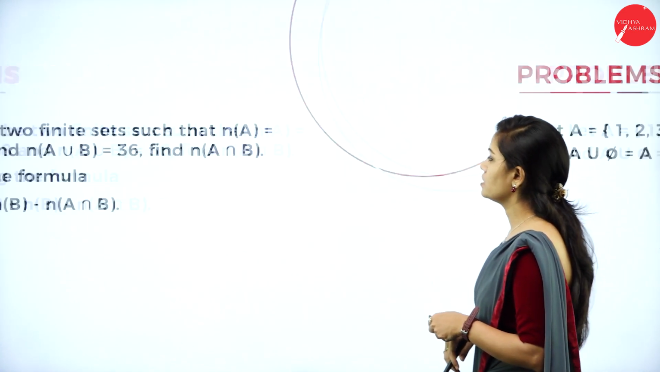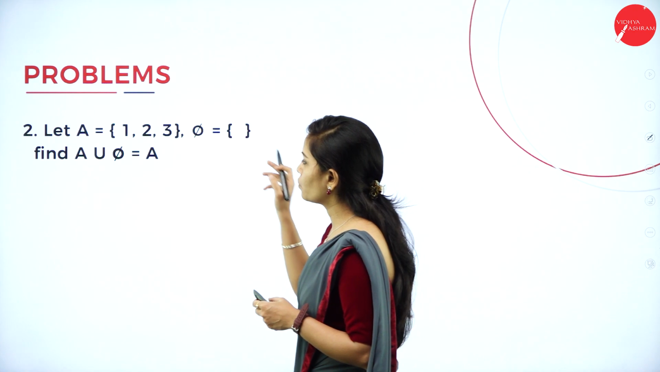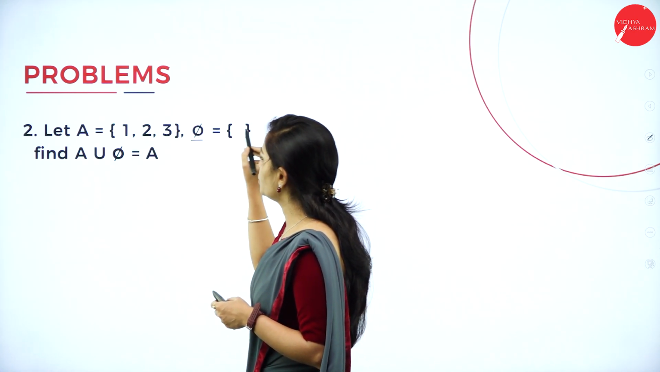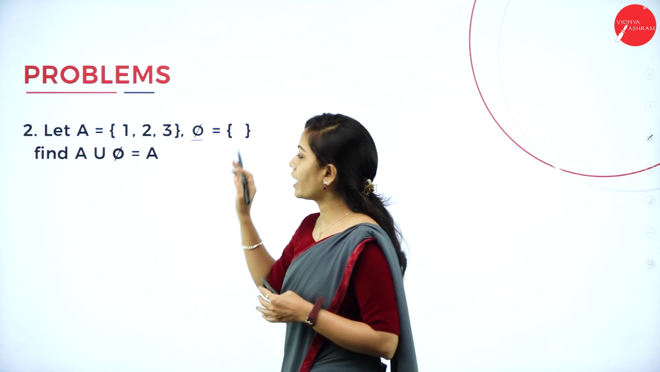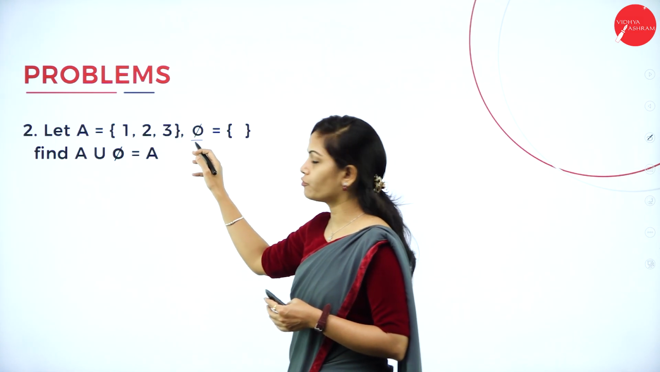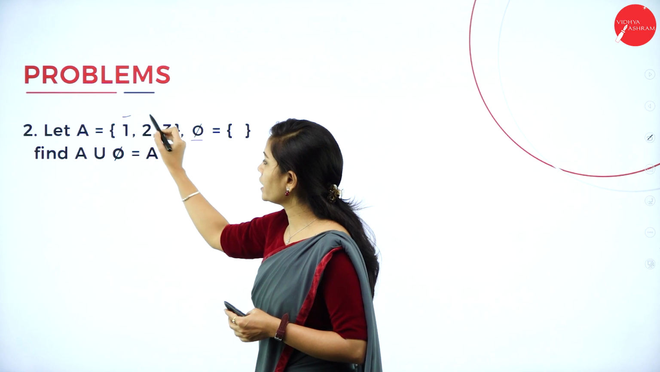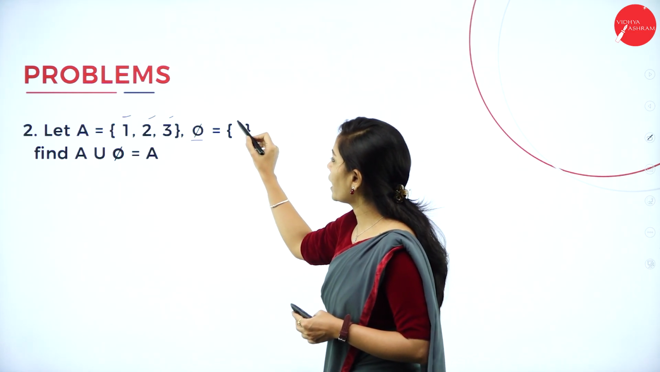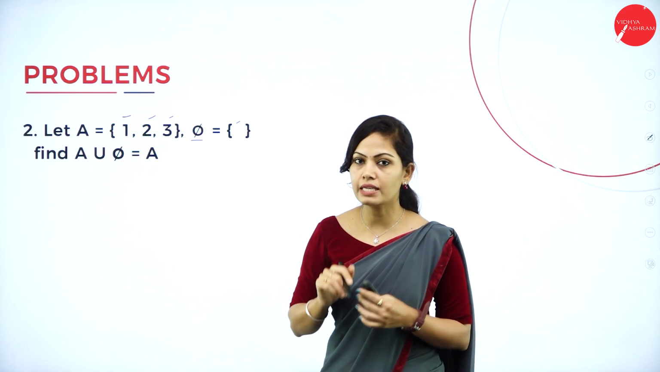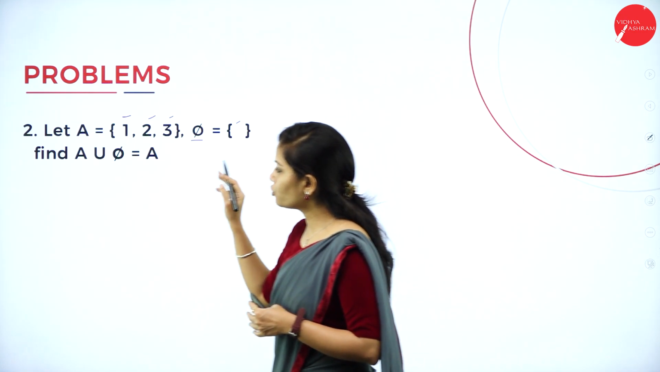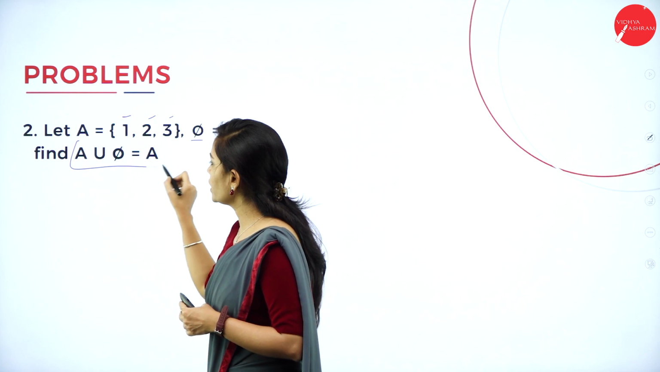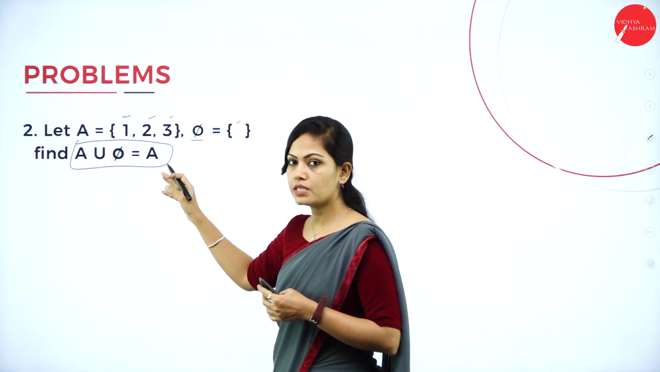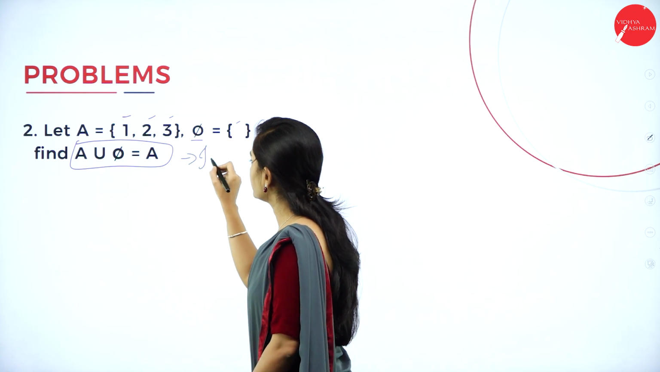And the next question is, let A is equal to {1, 2, 3} and phi is equal to the null set. So here we have two sets, set A and set phi. In set A we have 3 elements, 1, 2, 3. But in set phi, we don't have any elements, that is the null set. So here we have to show that A union phi is equal to A. So which law is this? This is the identity law.